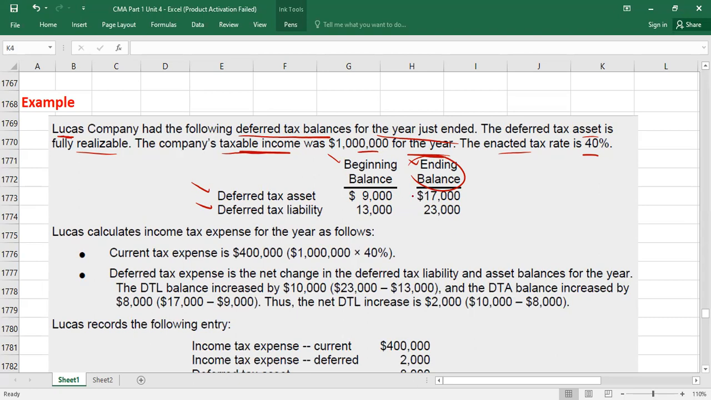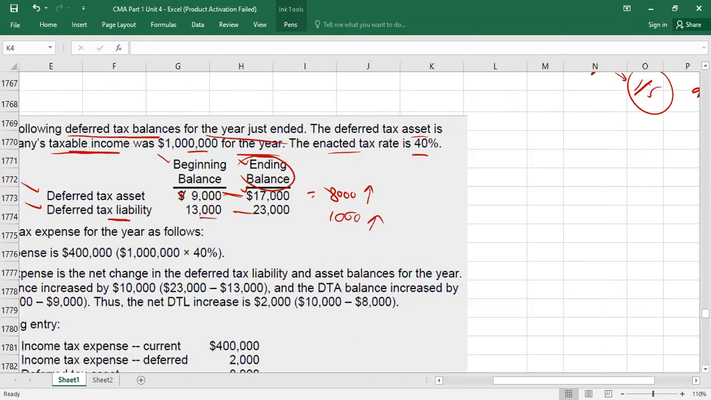So tell me now, deferred tax asset has increased or decreased? Because opening was 9,000, closing is 17,000. It is increased by 8,000. What about deferred tax liability? Opening was 13,000, closing is 23,000. It is increased by 10,000. Okay, now I'm just asking a question, then I'll tell you the entry. Can you just complete the format? This is deferred tax asset, this is liability.